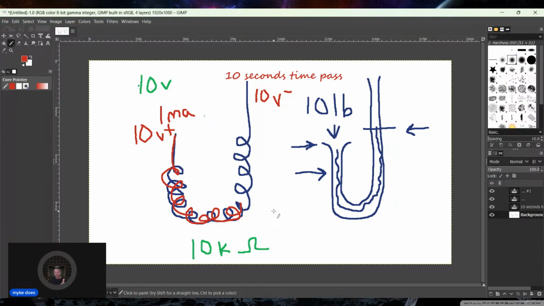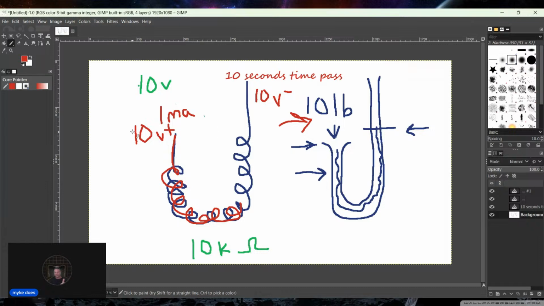The same resistance that's found in the material of the coil is performing the same task as the water on the right here, as far as getting the water over the top and to the other end of the pipe or the other end of the coil. 10 pounds of force is not enough, in my opinion.